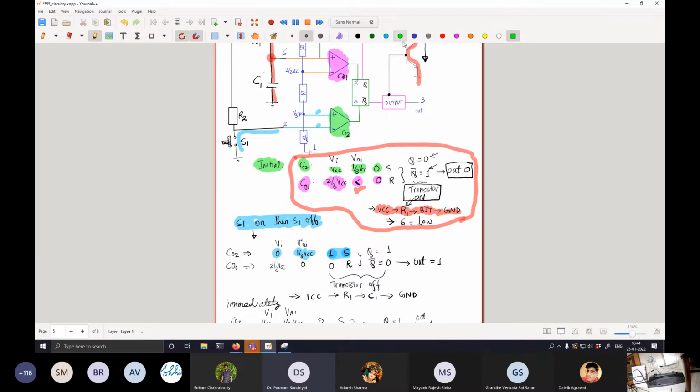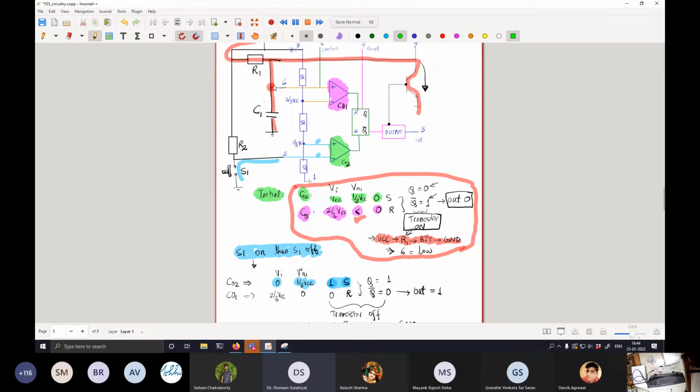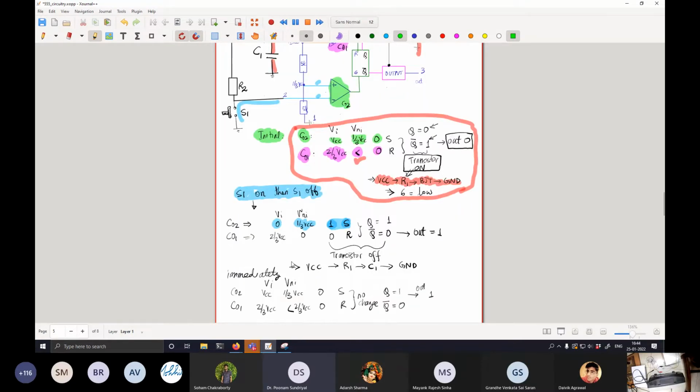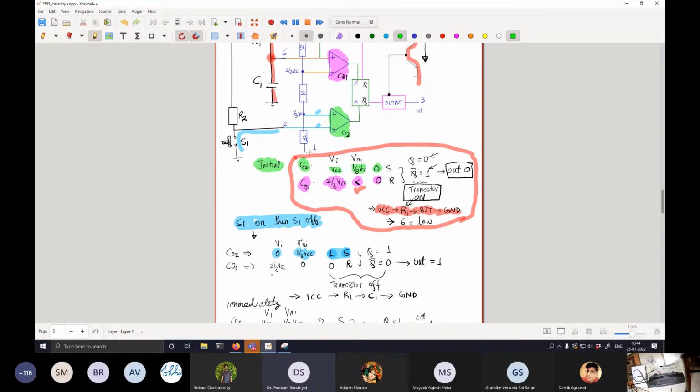Whereas for the upper input, nothing has happened so far. When you just press S1, nothing has happened so far. So let us try to follow. 6 is still at ground, meaning the non-inverting input is still at ground. The inverting input is still at 2/3 VCC. So you have S equal to 1 and R equal to 1. So set pin is high, meaning Q will be high, meaning Q bar will be 0. It means that the output will be 1. So the output has gone high. Very good.